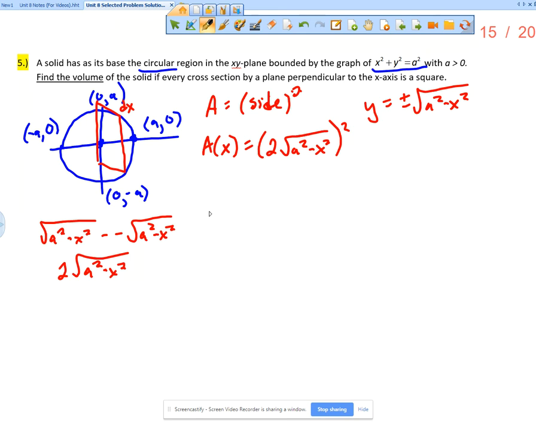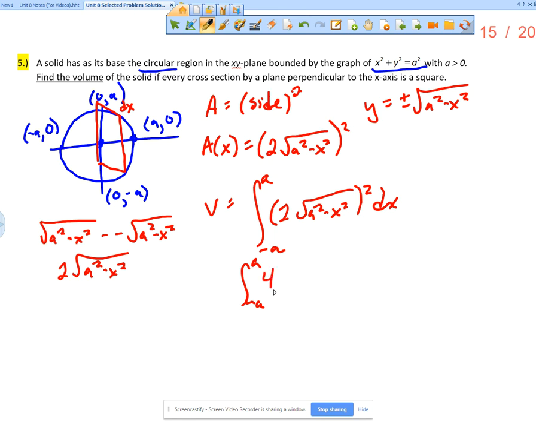So to find the volume, we're going to integrate this function, 2 root a squared minus x squared, quantity squared, with respect to x, from what to what? We're going to integrate from negative a to positive a. Remember, a is some constant, it's just not specified, so we're just going to have an a in our answer. So now let's get ready to integrate: integral from negative a to positive a.